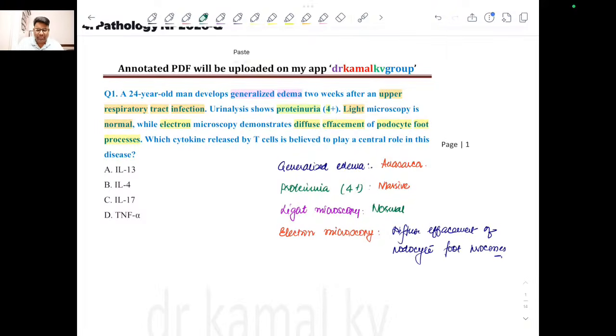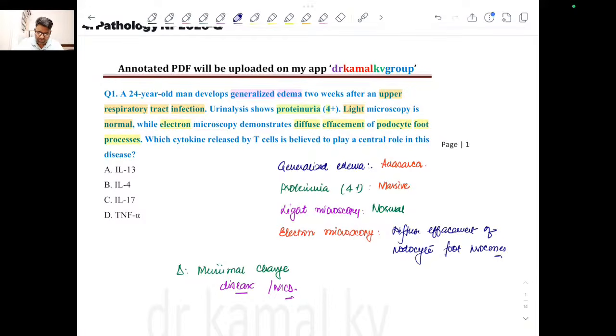Okay, so this is very classical for minimal change disease, right? MCD, obviously. You are absolutely right, Dr. Bhuvana Raghu. So this is MCD.